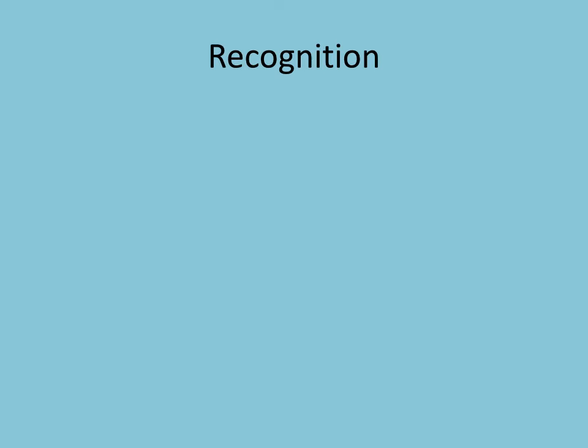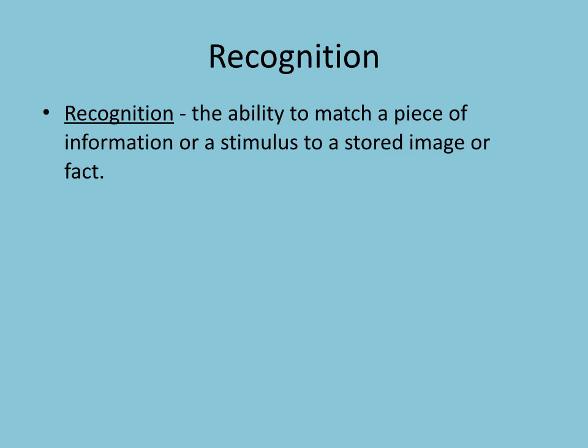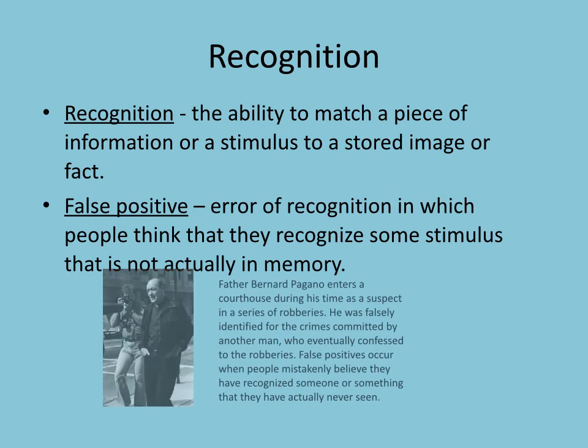Now, when you're out and about in real life, you probably can't recall things, but you do see things. You're like, oh my God, that looks so familiar. That's called recognition, and it's the ability to match a piece of information to a stimulus or stored images. Sometimes we trick ourselves into false positives, which are errors in recognition in which people think they recognize a stimulus that's not actually in memory. It's when you think you see someone you know, and it's not them, but you really think it is.